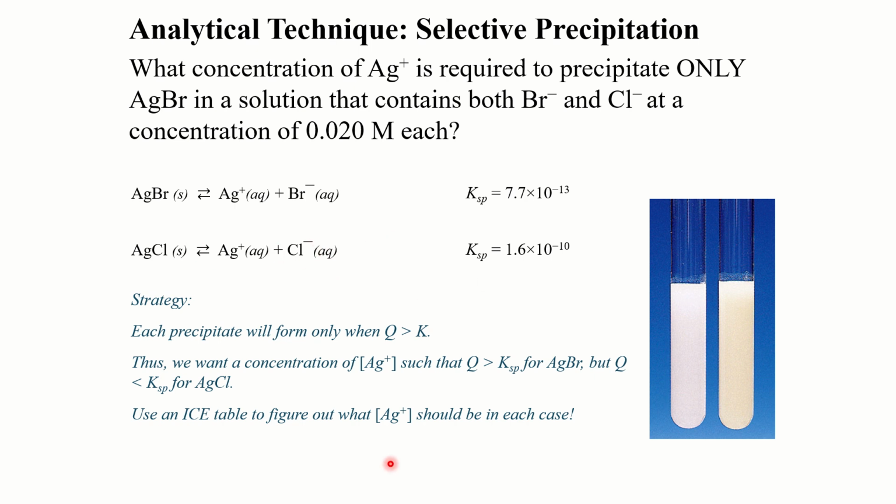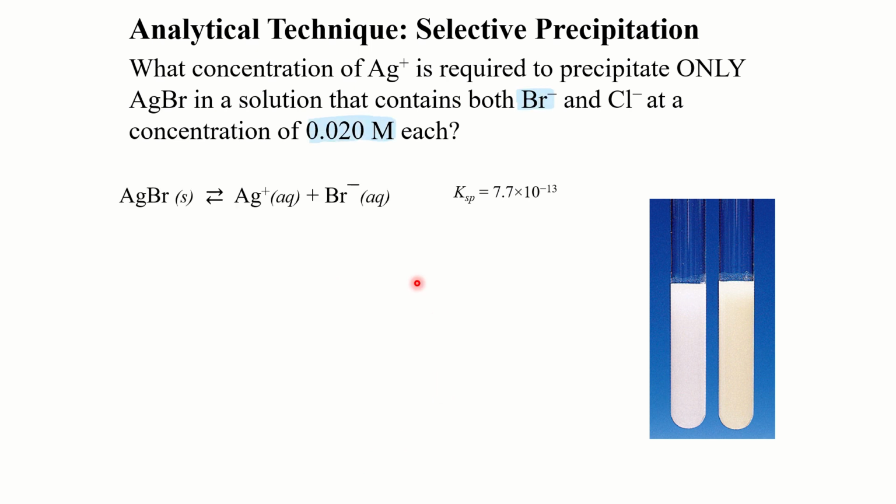So what we're going to do is start by setting up an ICE table to figure out what Ag+ should be in each case. We're going to start with the first reaction, the one with the smaller K value, the AgBr dissociating to form the silver and bromide ions, whose KSP is 7.7 times 10 to the negative 13th. We set up our ICE table.